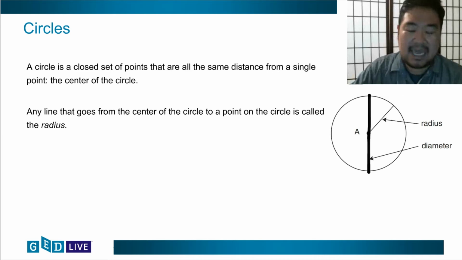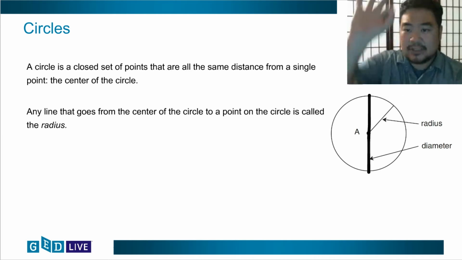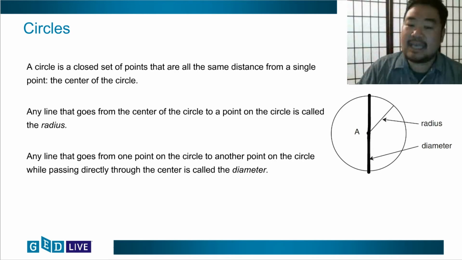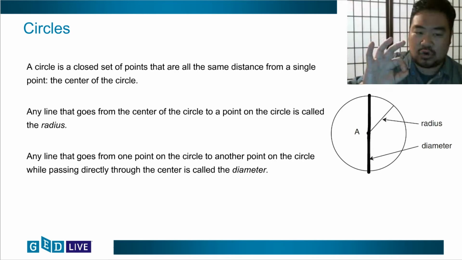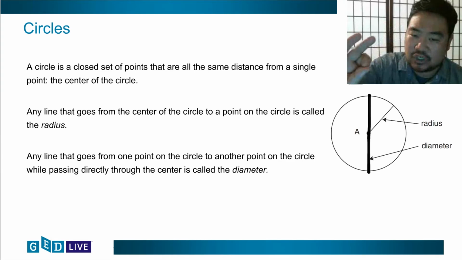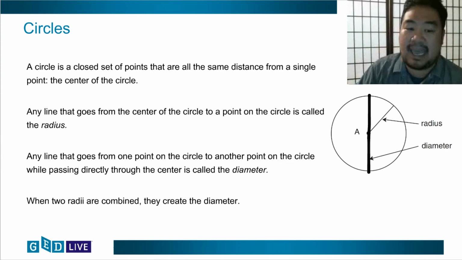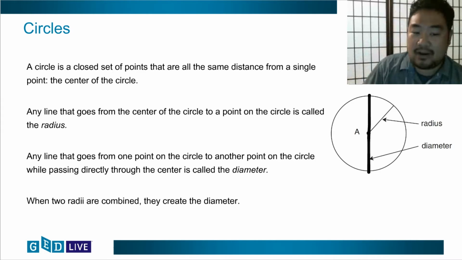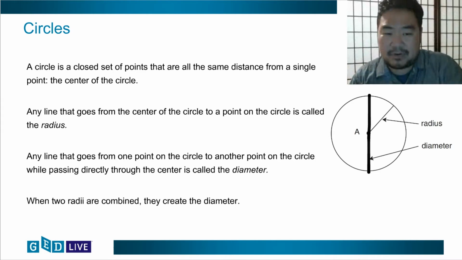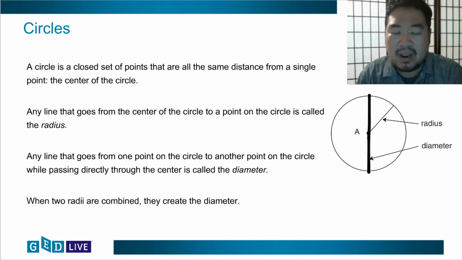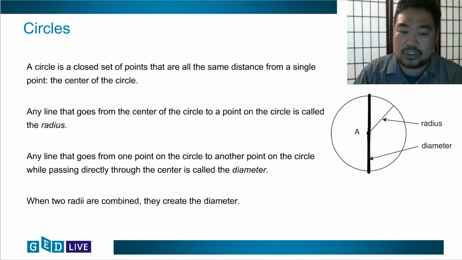That forms a diameter, essentially. So a radius is from the center to a point on the circle itself. The diameter is from one point of the circle passing through the center and extending to the other end of the circle. And when two radii are combined, they create a diameter. That's why diameter is equal to 2 times the radius.